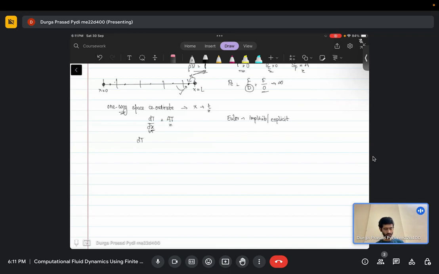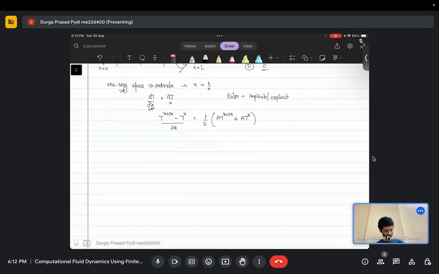So this becomes dT/dx, we will write this as T at x plus delta x minus T at x, divided by delta x. Like previously when we were discussing, it will be half times T at x plus delta x, and then we have T at x. So now you have your equation, T at x plus delta x is T x plus, so this is an implicit equation, and you can solve this equation to determine your value.